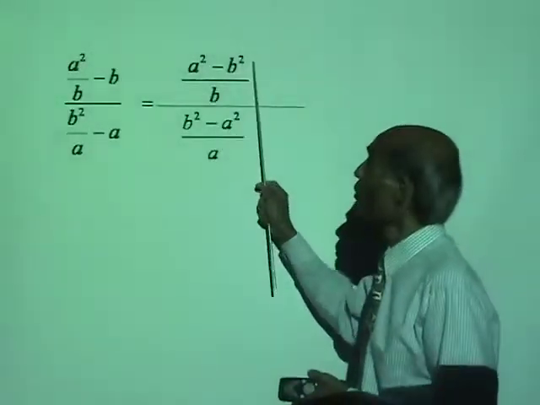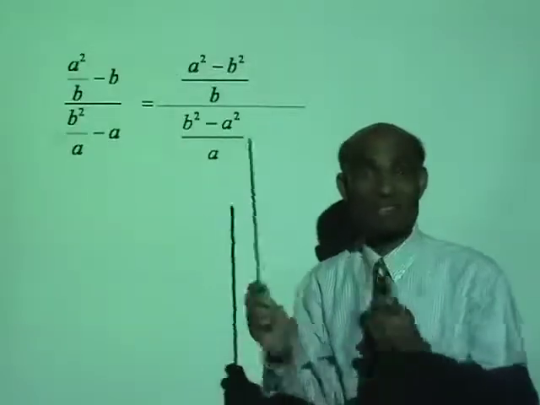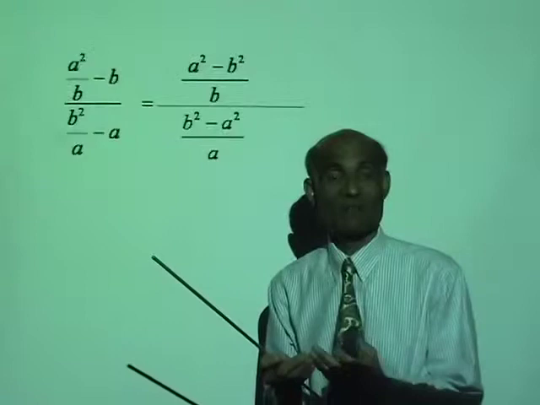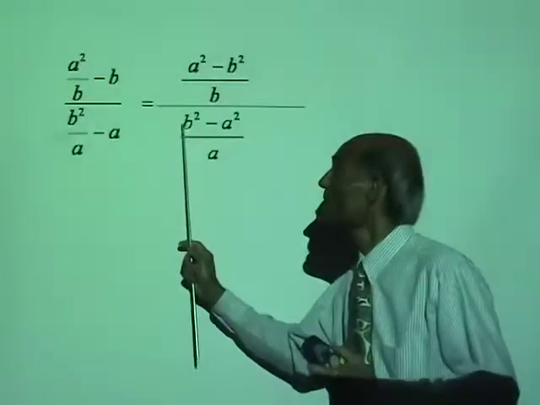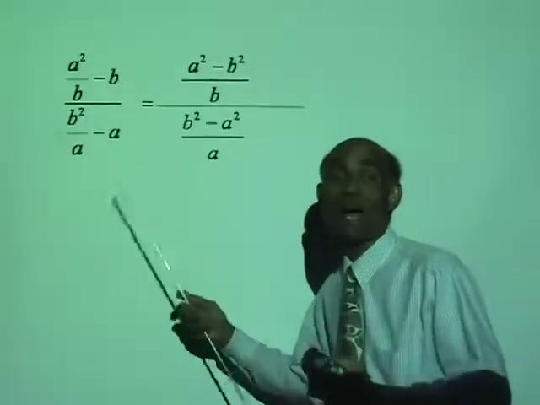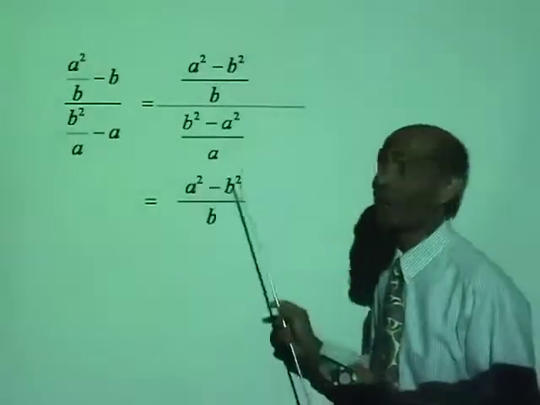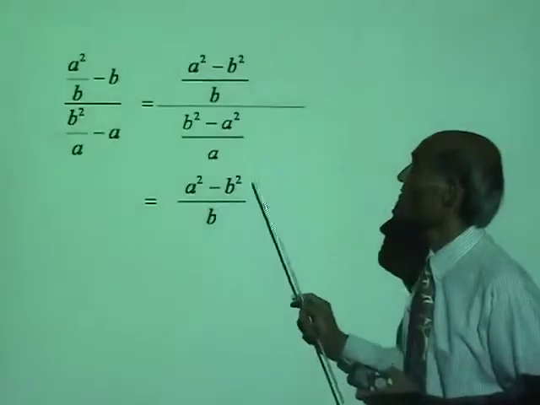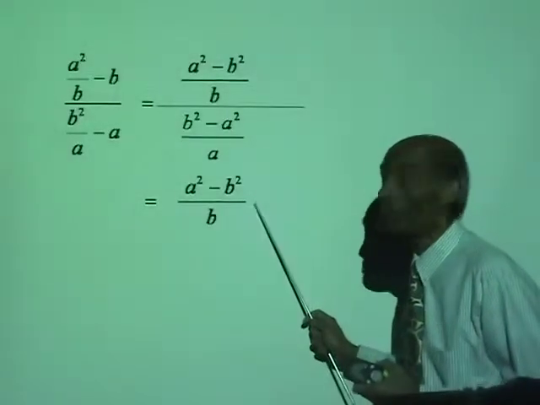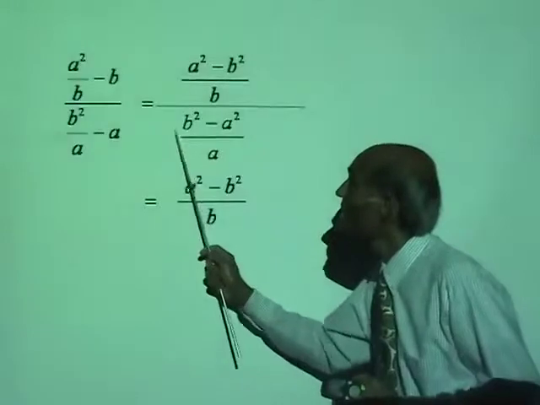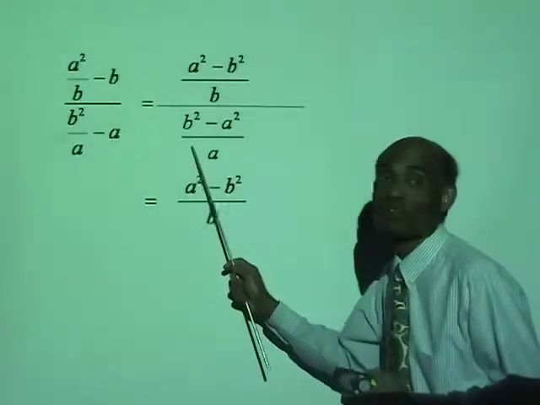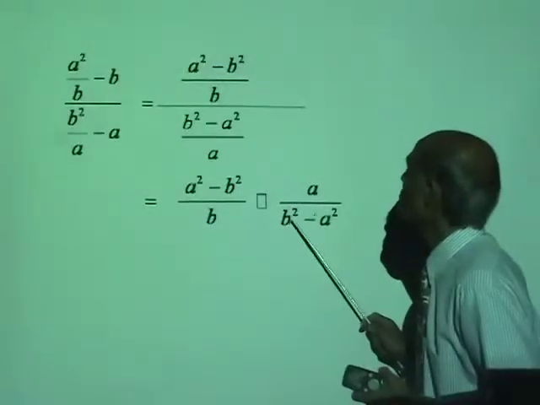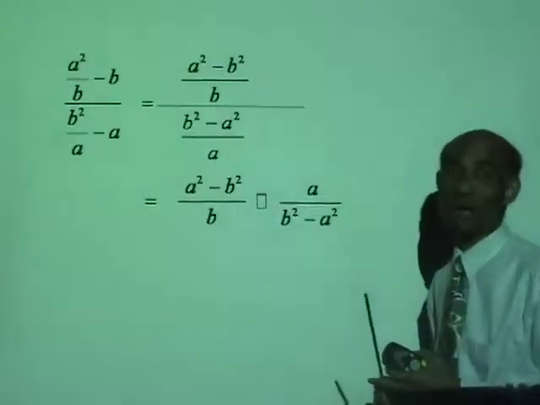Alright, now the numerator is a simple fraction. The denominator also is a simple fraction. We are now ready to invert the denominator and multiply. So write the numerator first, a squared minus b squared divided by b, and multiply this with the reciprocal of this. That will be multiplied by a over b squared minus a squared.